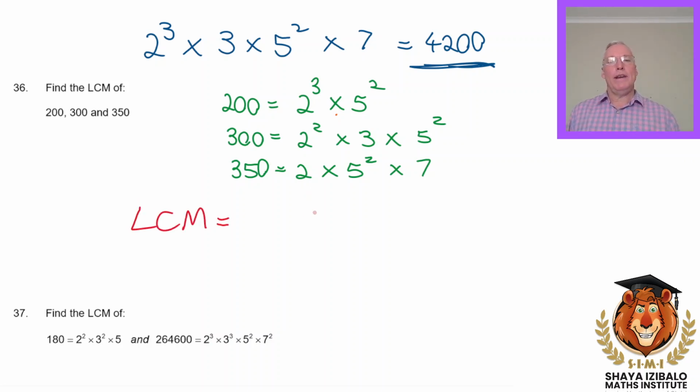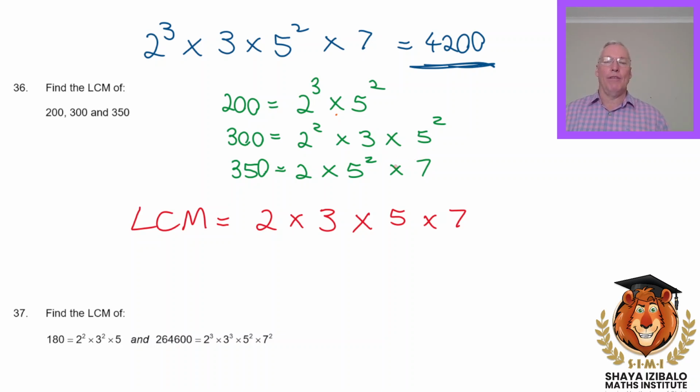We need to have 2's. All these numbers have got 2's in them. We need to have 3's. Now you might say, Paul, this one hasn't got 3's in and this one hasn't got 3's in, but this one has. In order to create a number that this number is going to divide into, we need to have some 3's. And we also need some 5's because they've all got 5's. And we need some 7's, because this number will not divide into our result if we don't have 7's. We are trying to create a multiple.